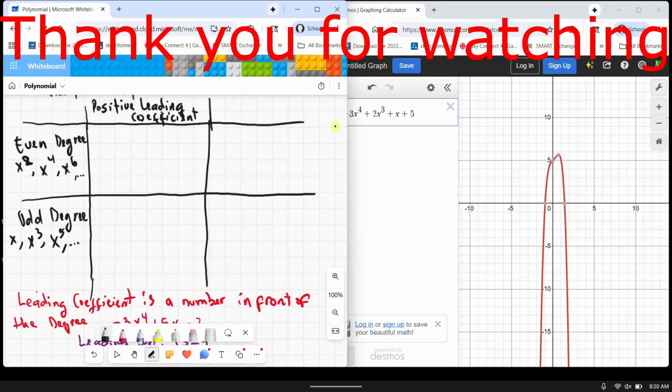Now on this side, of course, we're going to have a negative leading coefficient. So now, what's the graph of the even degree with a positive leading coefficient look like? It's always going to look like this. We don't care what the middle part of the graph is. It's always going to look like that. So what does the end behavior look like?